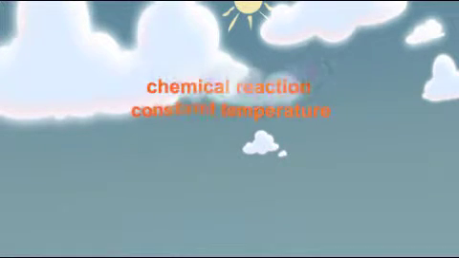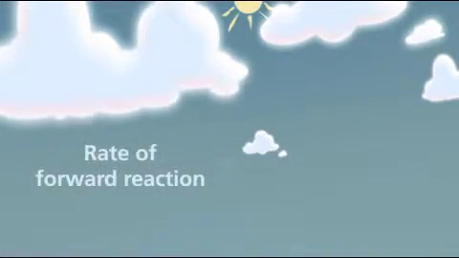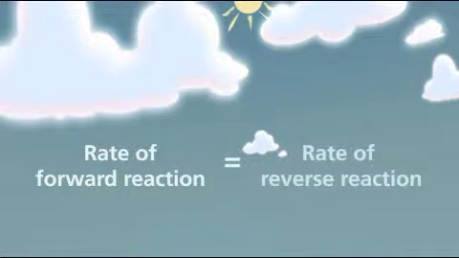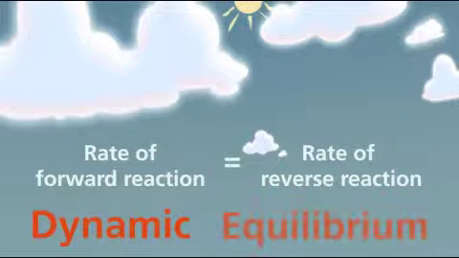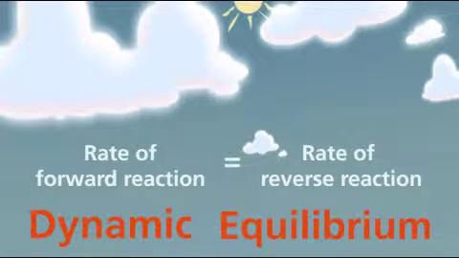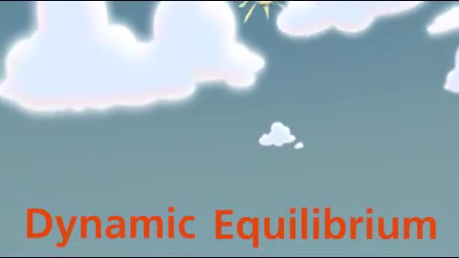A chemical reaction at constant temperature in a closed system is in a state of dynamic equilibrium when the rate of the forward reaction equals the rate of the reverse reaction. Dynamic means the reaction occurs in both directions. Equilibrium means there are constant concentrations of both reactants and products in the system.